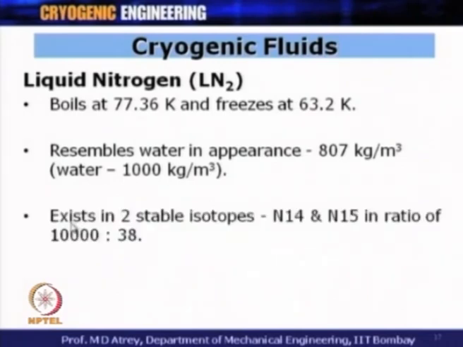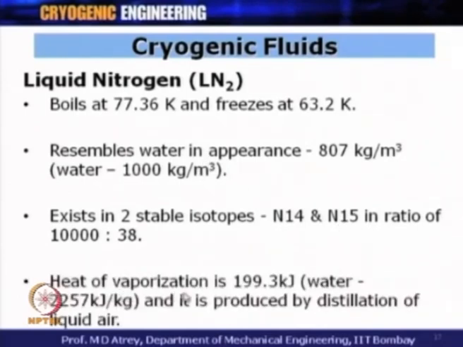Now, nitrogen has 2 stable isotopes, N14 and N15, by atomic mass. Normally what we deal with is N14, nitrogen 14, and the ratio of N14 to N15 is 10,000 to 38. You will have in the universe around 10,000 N14. In comparison, you will find only 38 nitrogen 15 isotopes.